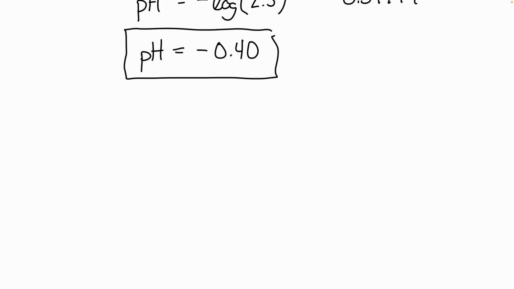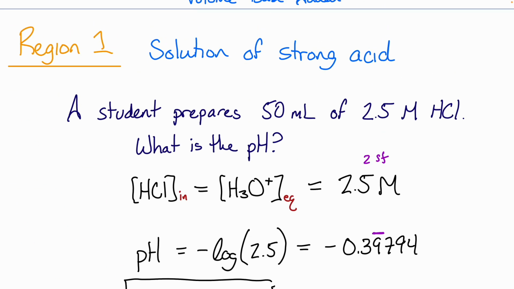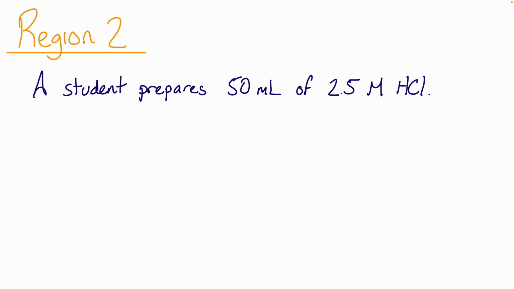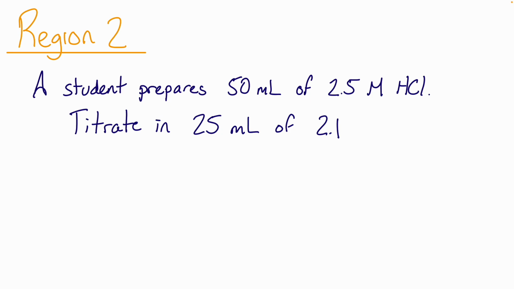All right, so here we have now our region 2. We're going to take this same solution, this 50 mL of 2.5 molar HCl. And now we're going to titrate in 25 mL of 2.1 molar NaOH. And we want to know, what is the pH?